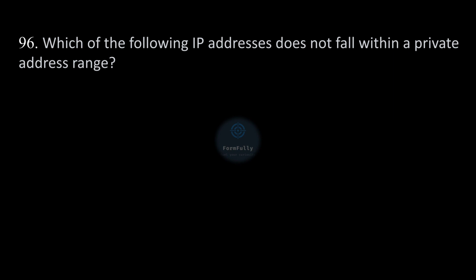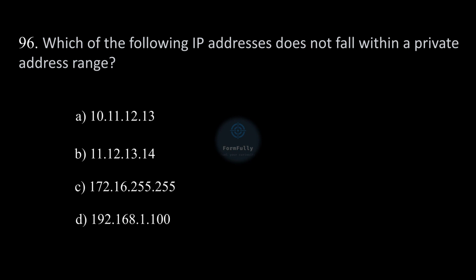Which of the following IP addresses does not fall within a private address range? Options are as below. Among the given options, the IP address that does not fall within a private address range is option B. Other IP addresses fall within the private range.